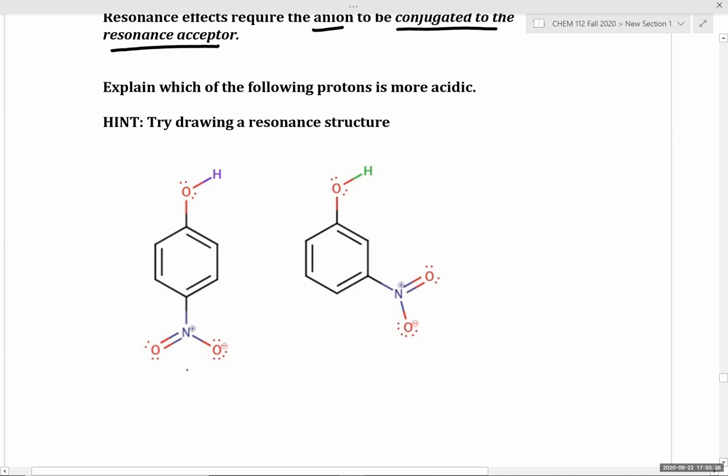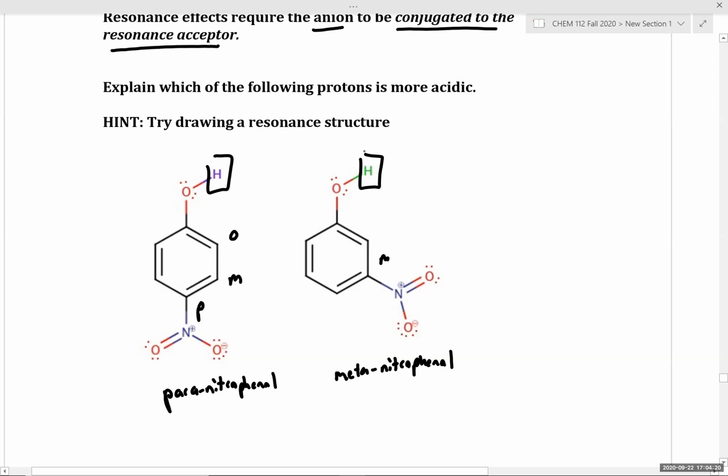The structure on the left, so remember how we talked about last session that we can label the relative location of two substituents using ortho, meta, para notation. So this would be para nitrophenol. And we're going to compare it to meta nitrophenol. And my question to all of you is, which structure would you expect to have the more acidic proton?